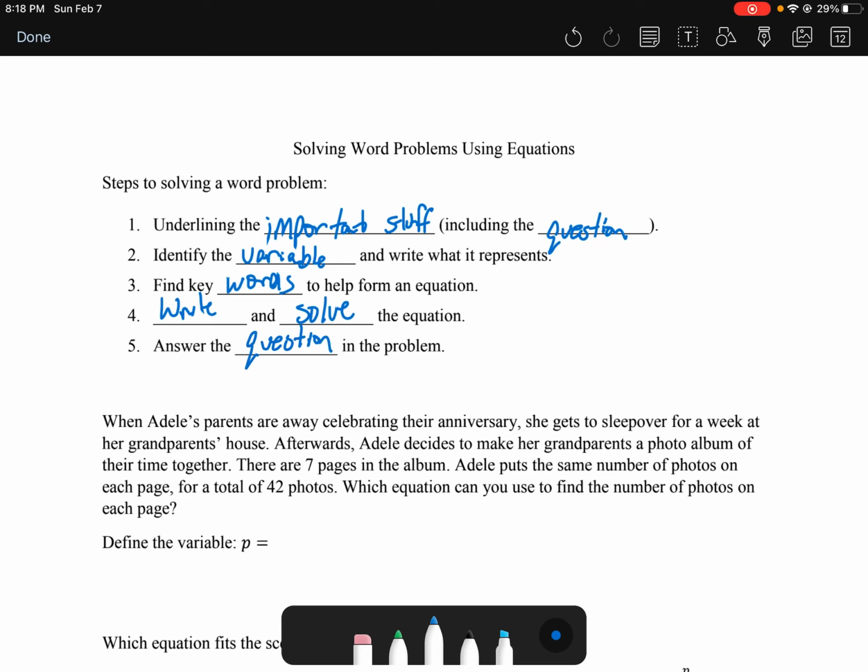All right, I have a couple examples down below that I want us to work through together, and then you guys will have an activity where you get to practice this on your own.